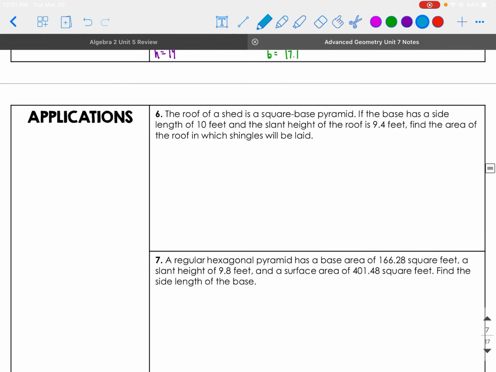All right, number 6, the roof of a shed is a square-based pyramid, and the sides of the base are 10.